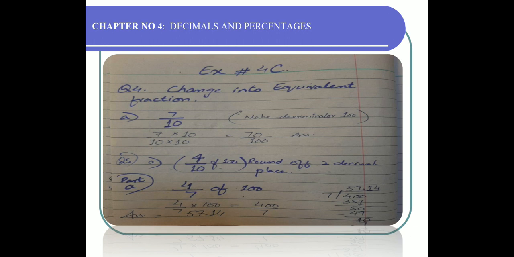Question number 5. Round off to 2 decimal places. What you have to do: 4 by 7 of 100, convert the 'of' into multiplication. 4 multiplied by 100 is 400 over 7. Divide it and convert it into a decimal: 57.14.